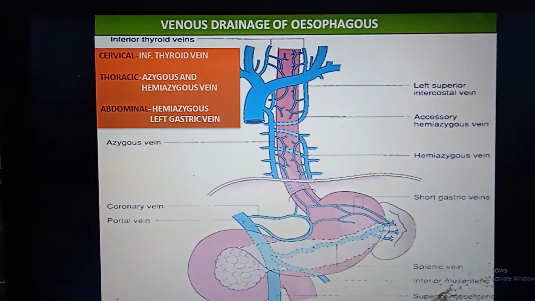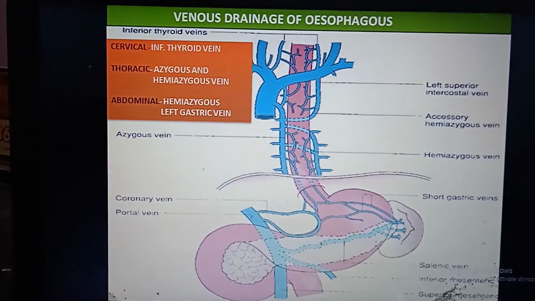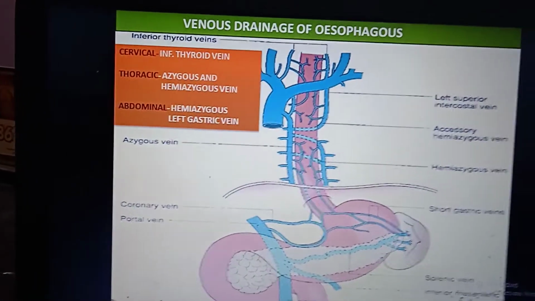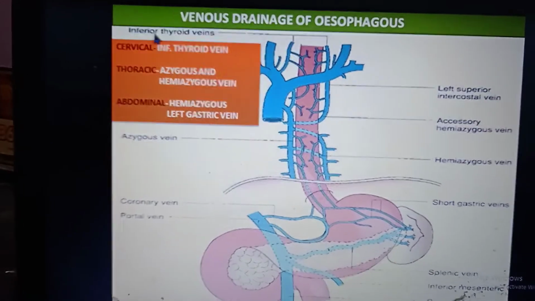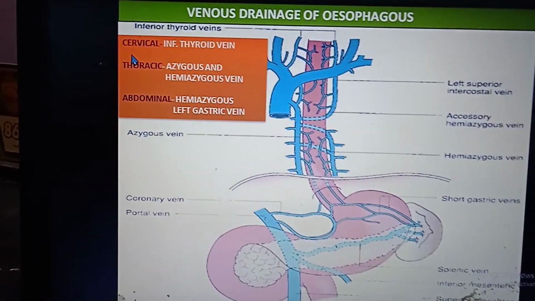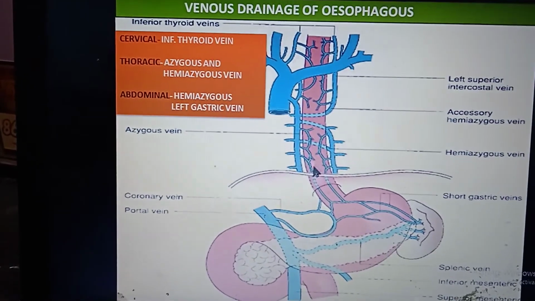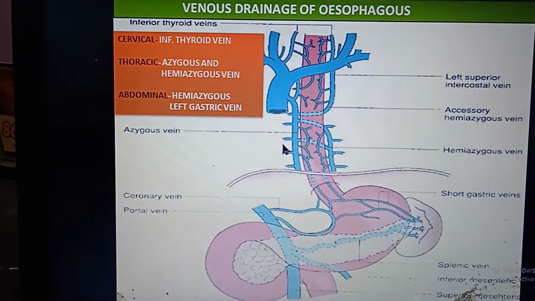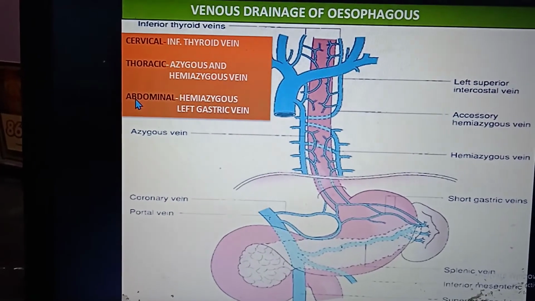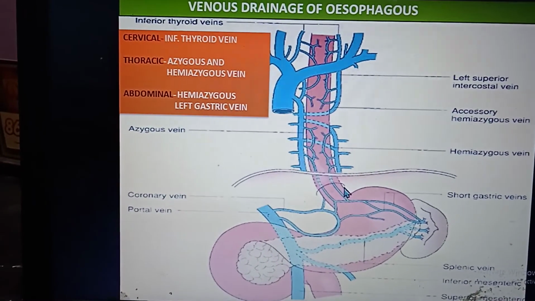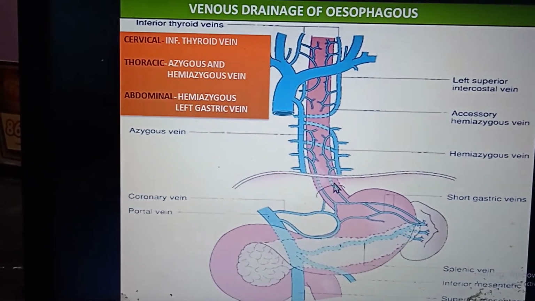Inferior phrenic. Now coming to venous drainage of esophagus, same as that of artery. Here there is inferior thyroid, so inferior thyroid vein. In the thoracic, it is azygous and hemiazygous system. Okay, abdominal part, again hemiazygous and the left gastric vein.